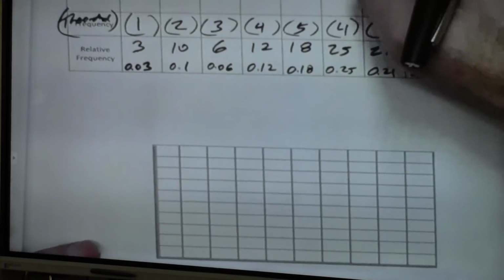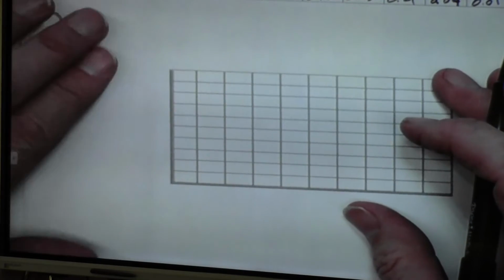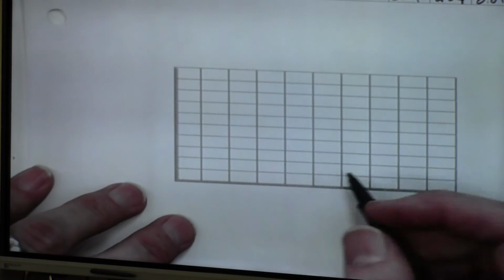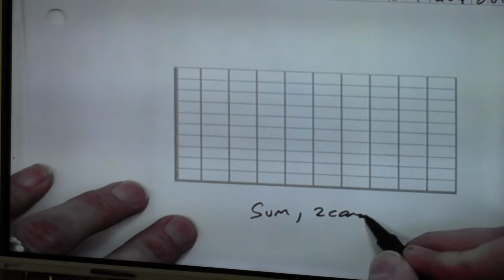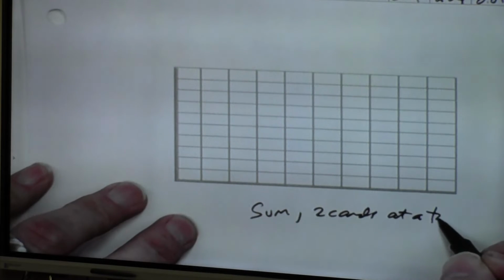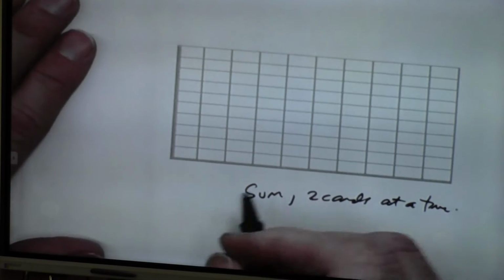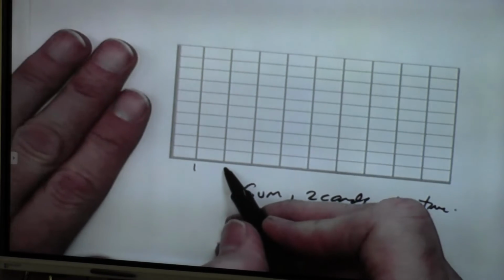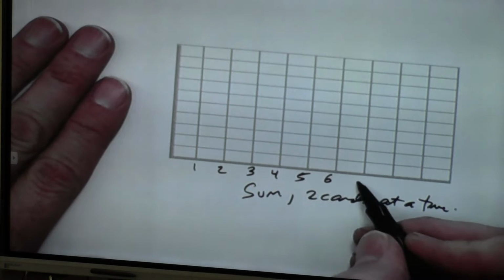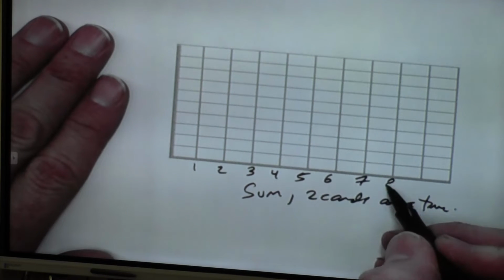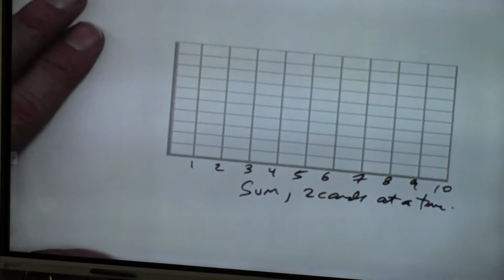So now we're going to graph it. Because you see this, but graphically it makes you see it in a different way. So we're going to put down here in the bottom, the sum of 2 cards at a time. And that sum, well, 1's not used, but we'll make the graph and follow along logically: 7, 8, 9, and we're going to go up to 10.